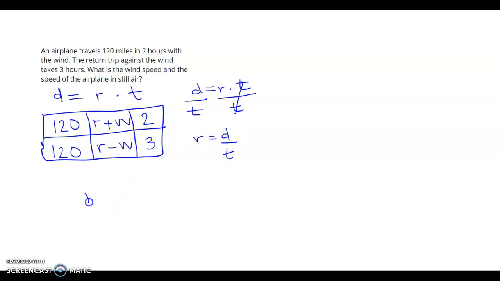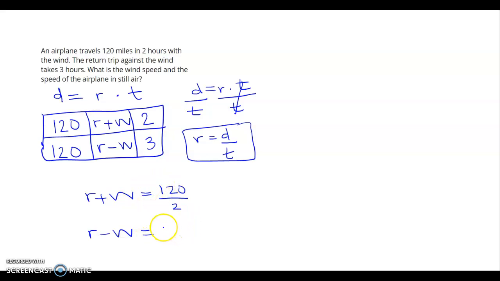So I have r plus w, which is my rate, equals the distance, which is 120, over the time, which is 2. So I rewrite this little equation, and I use that same idea to rewrite the equation from the table. And then we'll do the same thing with the return trip. We have now r minus w equals distance, which is 120, divided by time, which in this case is 3. Okay, so we've got our two equations.